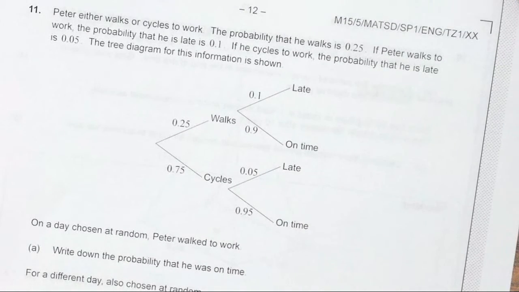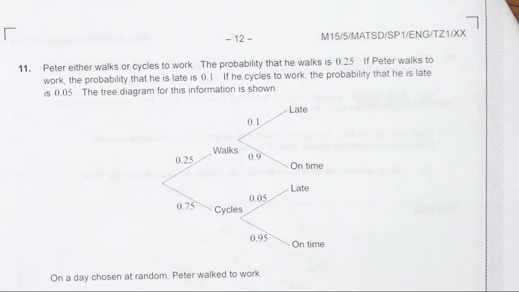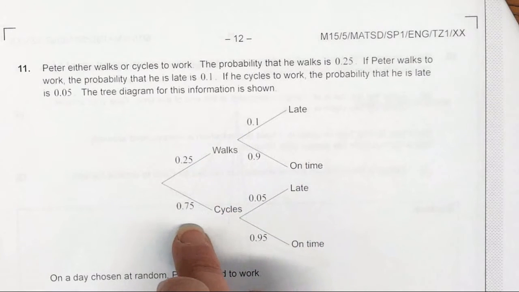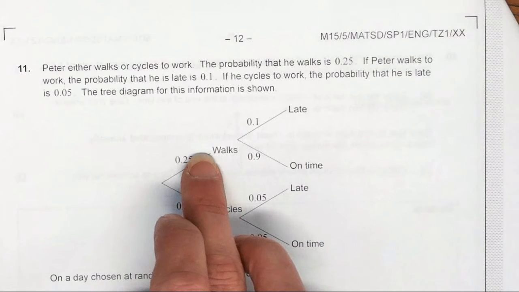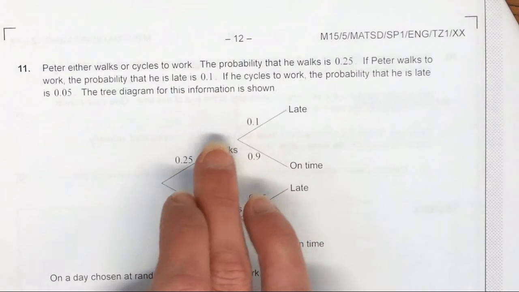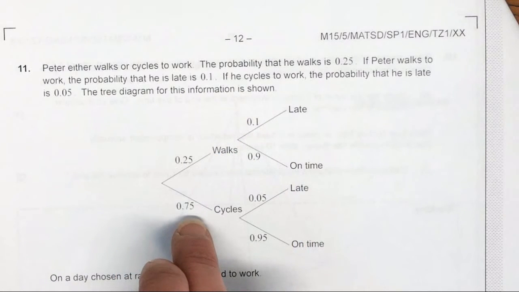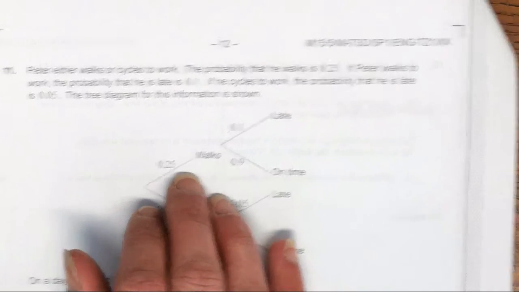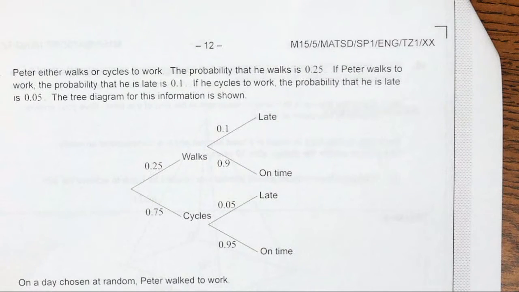So let's look at 11. Peter either walks or cycles to work. The probability that he walks is 0.25. If he walks, the probability he's late is 0.1. The probability that he is late if he cycles is 0.05. So they've actually shown this whole thing filled in. I do tend to go ahead and multiply each branch. I'm going to still do that.